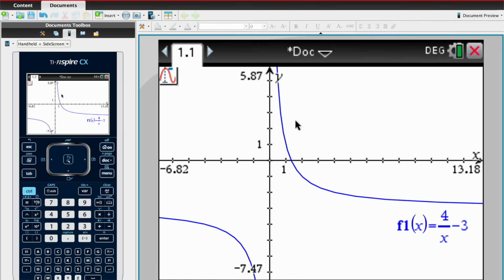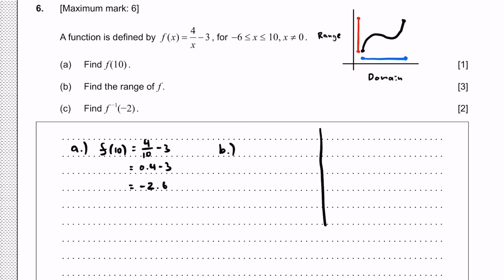So what is our domain? What is our range? Let's go back to the document here and I'll just sketch this out and hopefully we can bring all these ideas together. So here we are. We're starting at -6. This is our domain and we try to extend this all the way up to the value of 10.